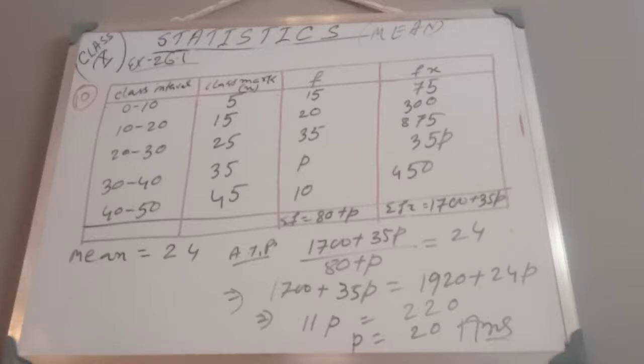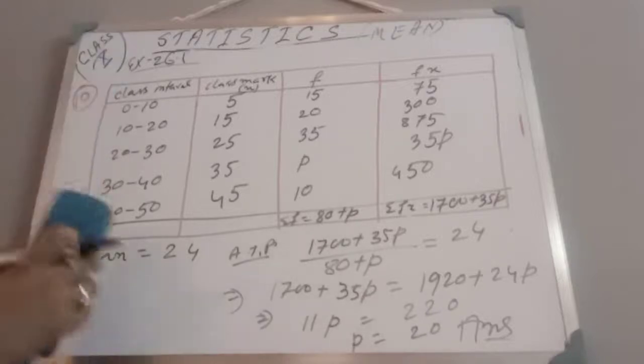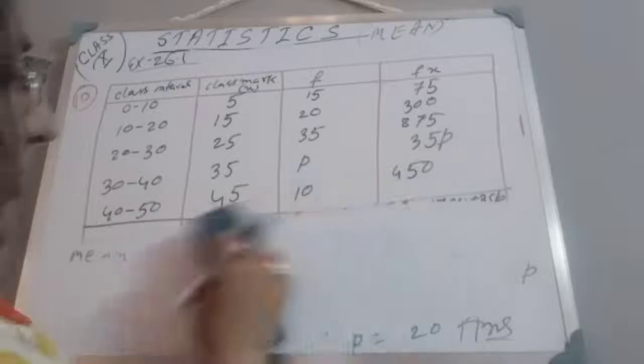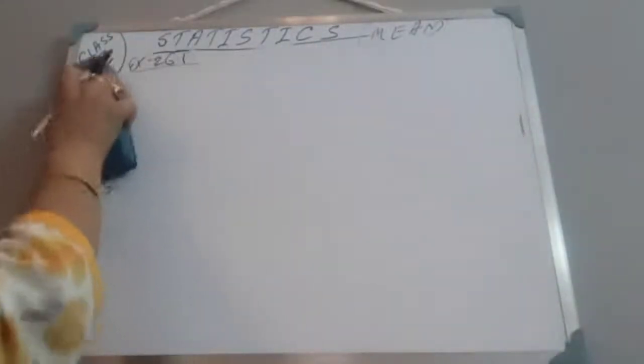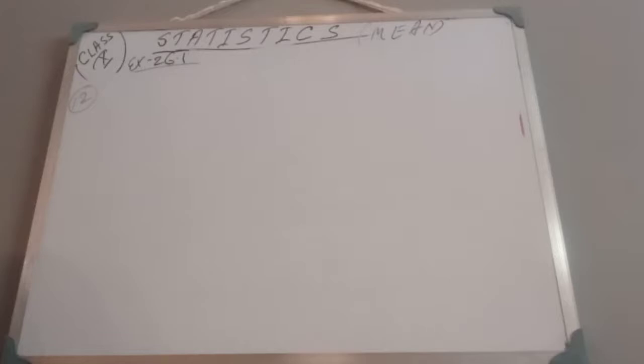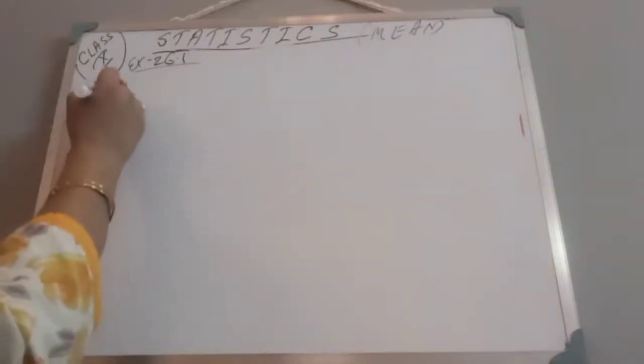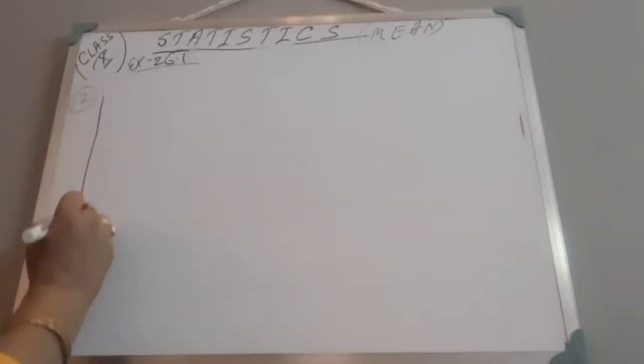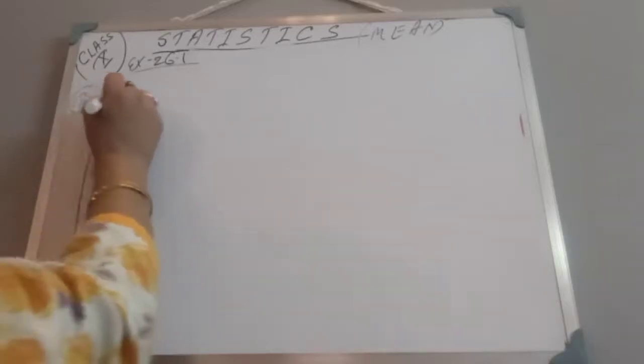Next sum number 12. Sum number 11 you can do on your own. Most of the sums are done here. Let me rub out sum number 10. Next sum number 12. Sum number 12 is a little bit different from the other sums.